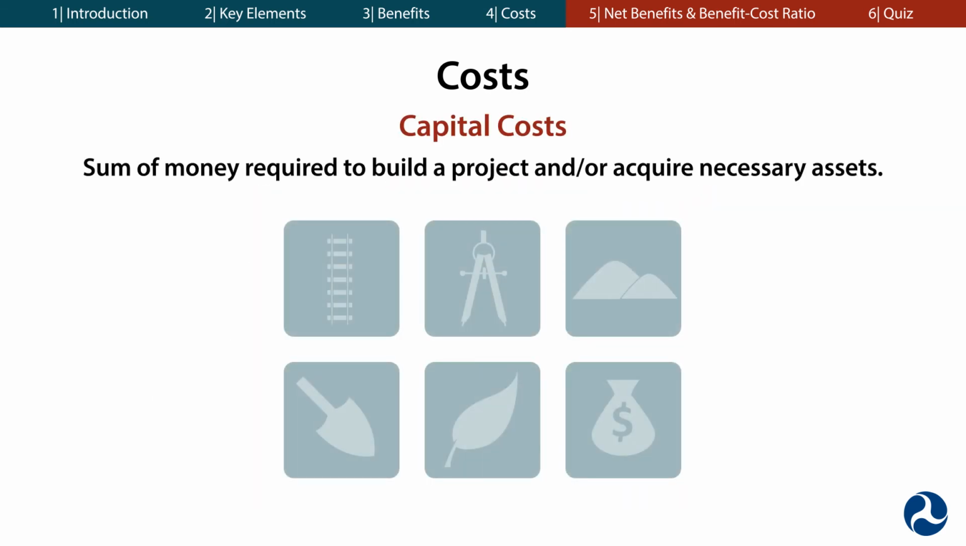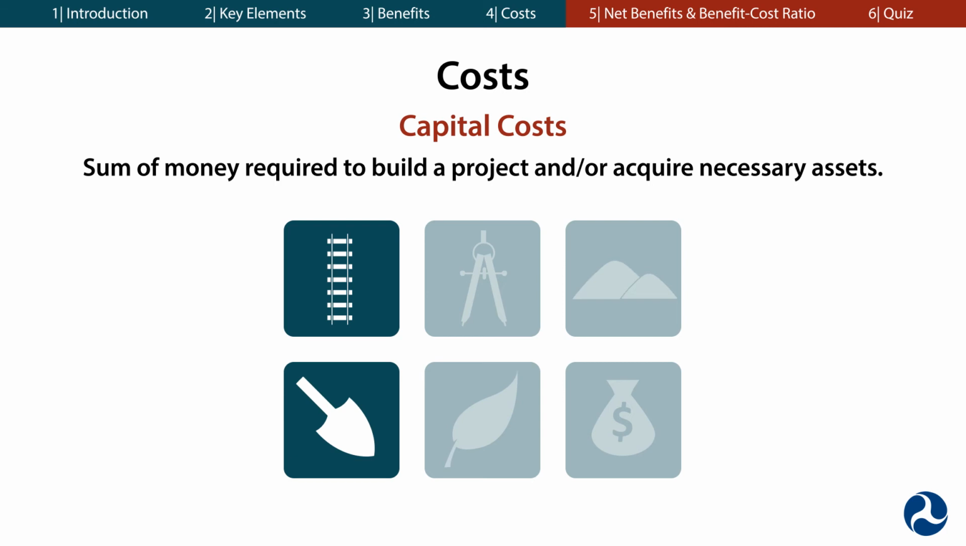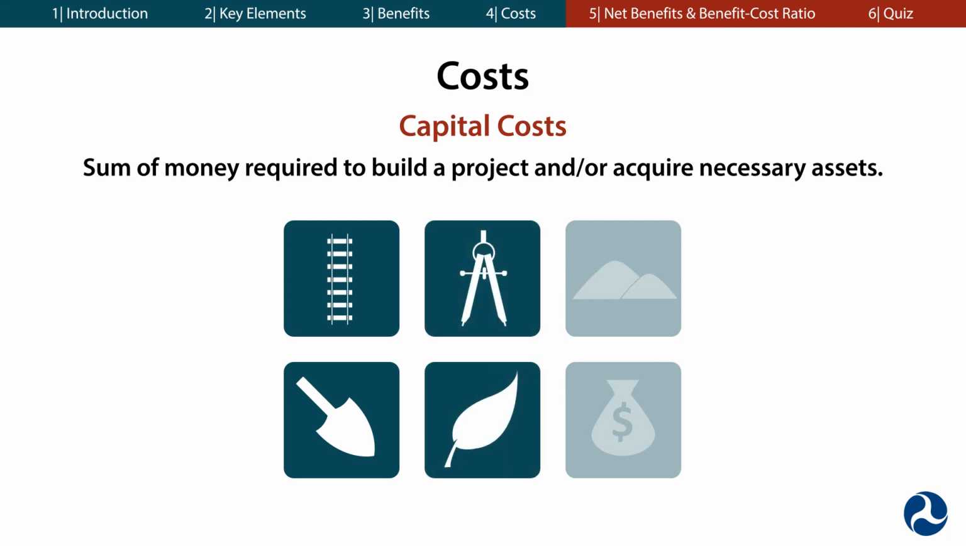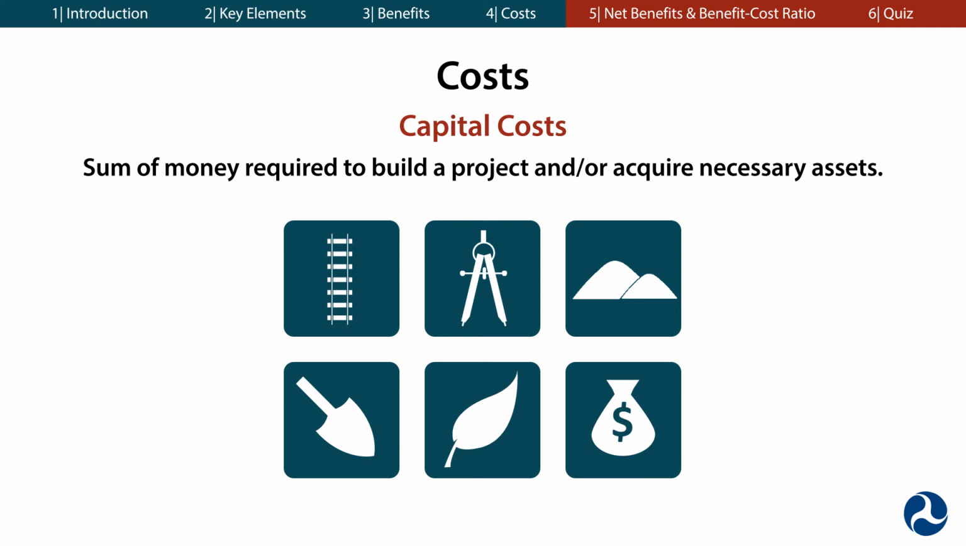Capital costs are the sum of money required to build a project and/or acquire necessary assets. Capital costs generally include all materials and labor, as well as costs associated with planning and design, environmental review, land acquisition, and transaction costs for securing financing.